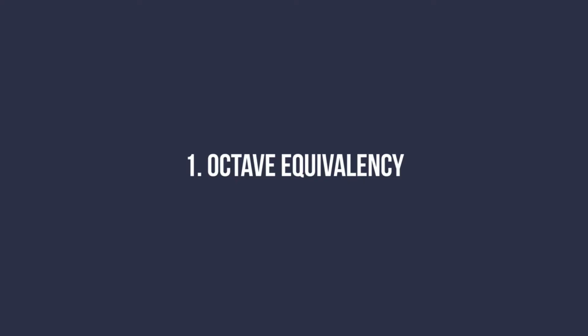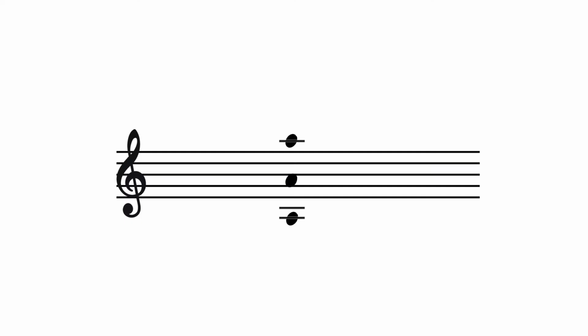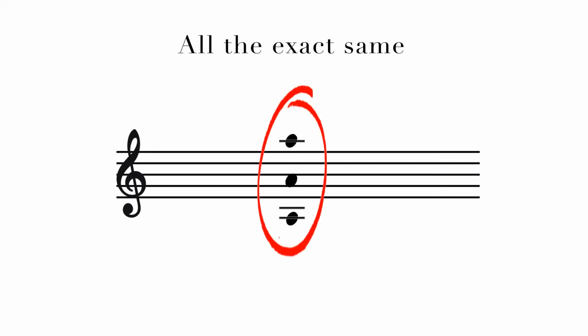Octave equivalency states that all notes that are one or more octaves apart are generally considered to be the exact same. This means for all intents and purposes, every A is an A. This is why we have a limited number of note names and not a different name for every pitch. This is important because it means that the cycle starts over.